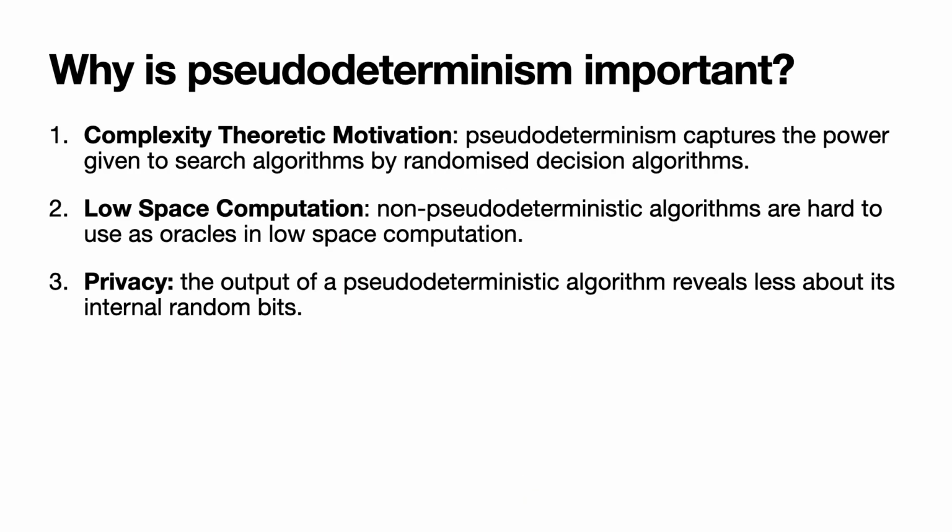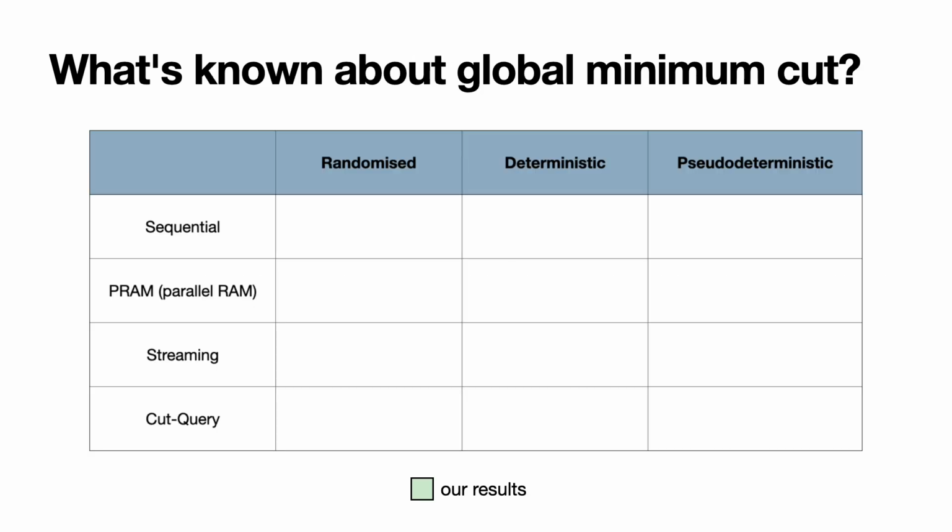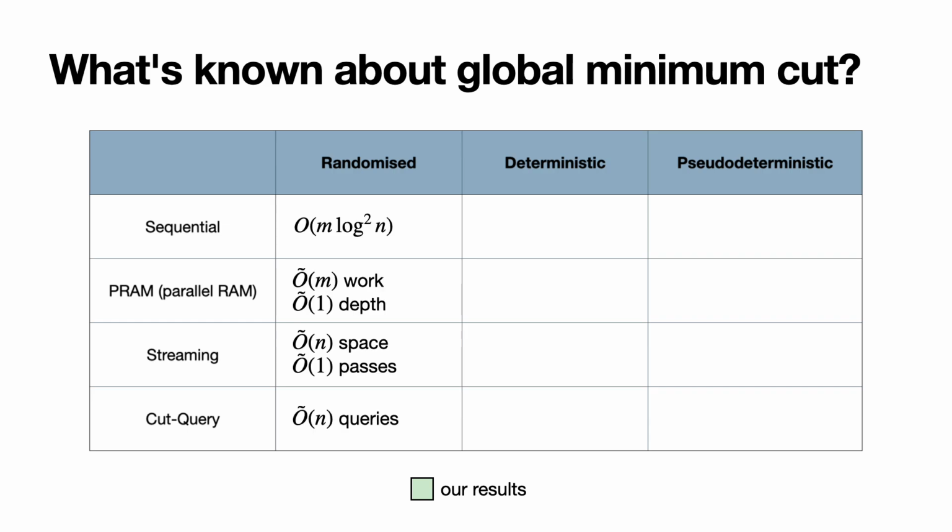Good. So now let me tell you what's known about the global minimum cut problem. And I'm going to tell you about global minimum cut in 4 models: the sequential model, the parallel random access model, the streaming model, and the cut query model. And in 3 settings, so randomized, deterministic, and pseudo-deterministic. So first, in the randomized setting, essentially all 4 models have nearly optimal solutions.